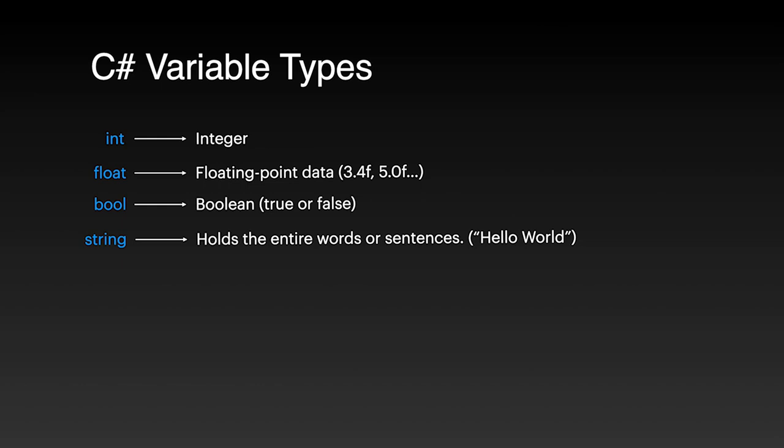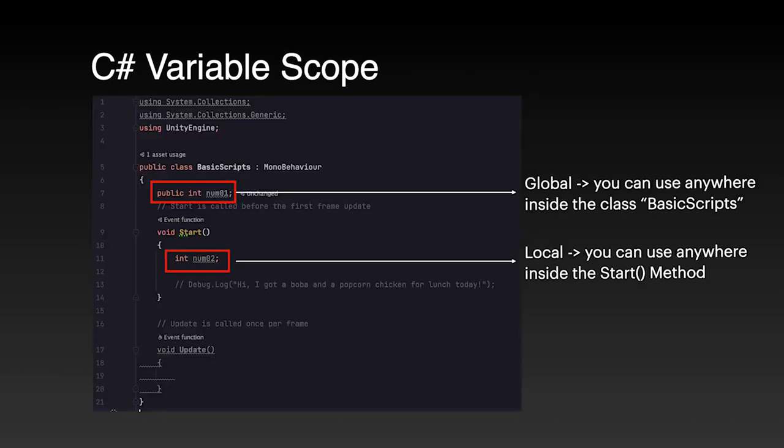For example, is the light on? If you put bool in front of that variable, it means that variable has true or false content inside. And string holds entire words or sentences, as long as you have quotation marks. So that's string.